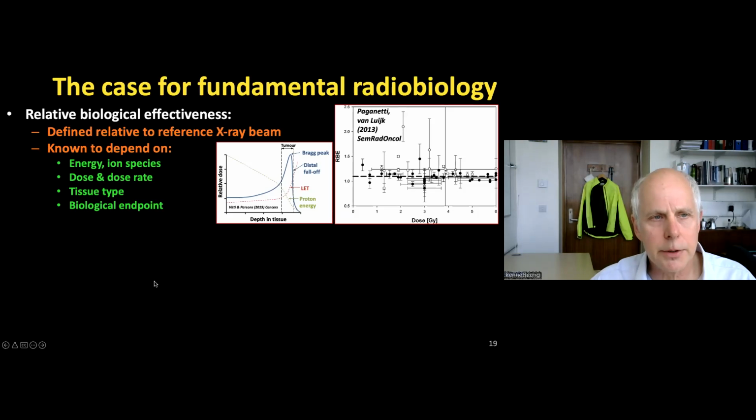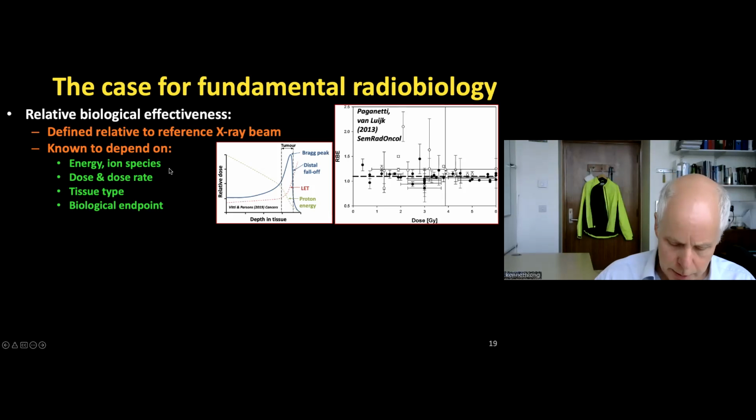So what I'm showing you here is the relative biological effectiveness. It's defined as the effect of your radiation with respect to a reference proton beam. The data for in vitro and in vivo irradiations is shown on the right-hand side. What I'm showing you is, as a function of dose, the relative biological effectiveness for various studies. And I wish to draw your attention to the scatter of the data and the size of the error bars. What is used in treatment planning is a value of 1.1, which definitely describes the data, but you can see that there is a large variation.